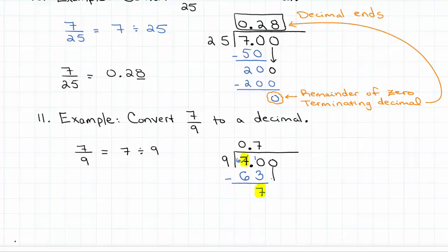Let's bring down this 0. We're going to end up here with 70. We're going to ask ourselves, how many times does 9 go into 70? It goes in 7 times. 7 times 9 is 63. And once again here, I end up with a 7, just like I had before. So I think at this point we can see that this is going to continue to repeat.